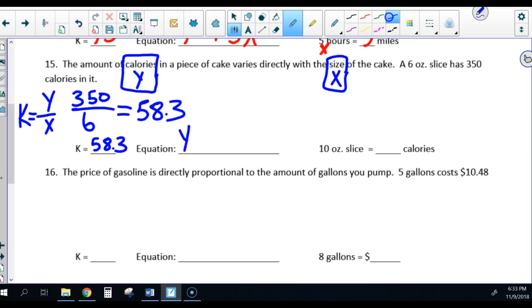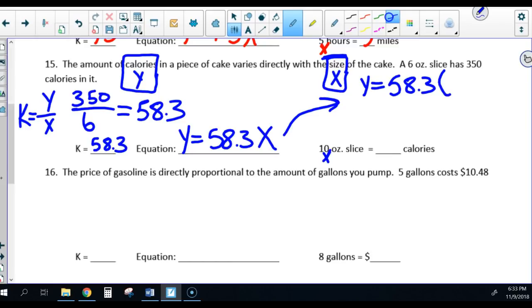The equation, y equals 58.3x. Y equals kx. A 10-ounce slice of cake is going to be how many calories? Well, take that equation and just plug in 10, which is my ounces. That's my size here. That goes in for x. So y equals 58.3 times 10. And that's going to give me 583. That's a lot of calories for cake.